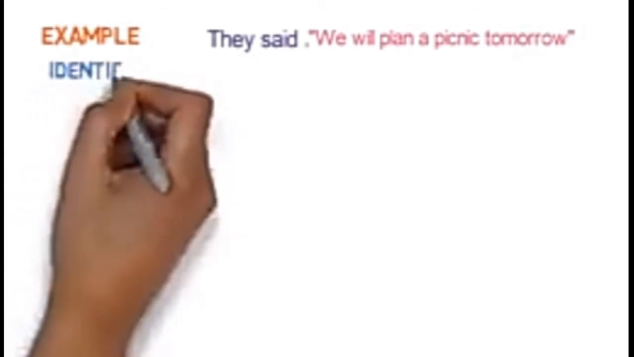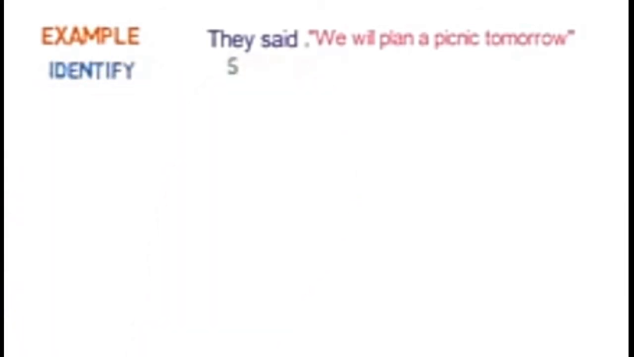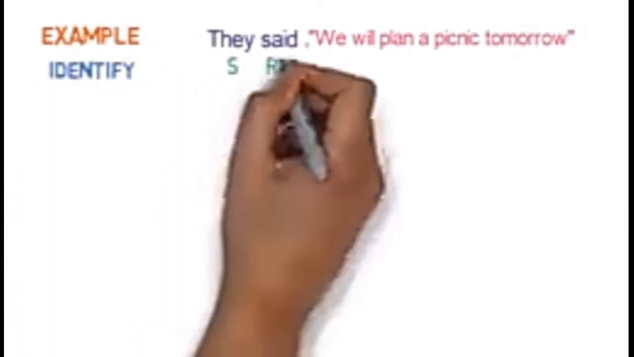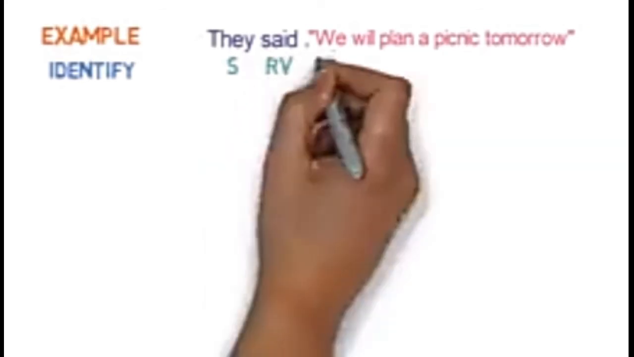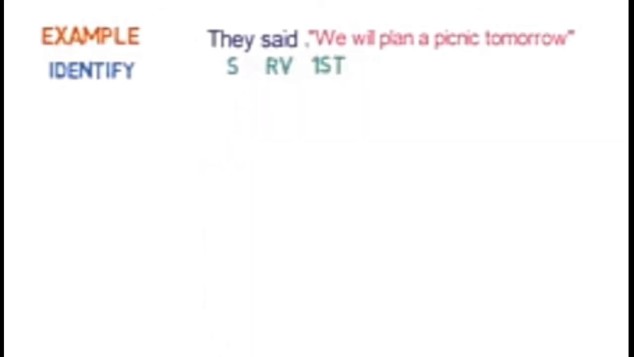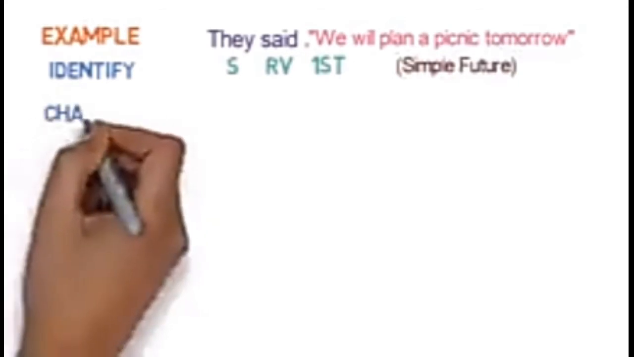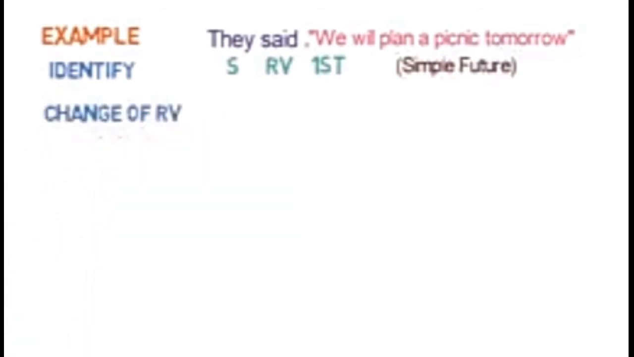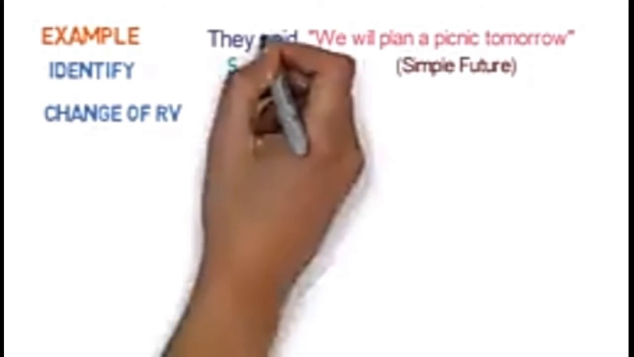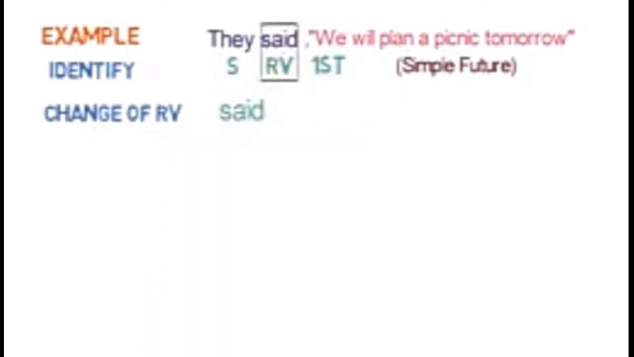They said, we'll plan a picnic tomorrow. First step is of identification. Here, they is the subject, said is the reporting verb, we is first person in the reported speech, and as said is in past form, we need to check the tense of reported speech. It is in simple future tense. Second step is a change of reporting verb. As per the workflow we studied, said will remain unchanged here.